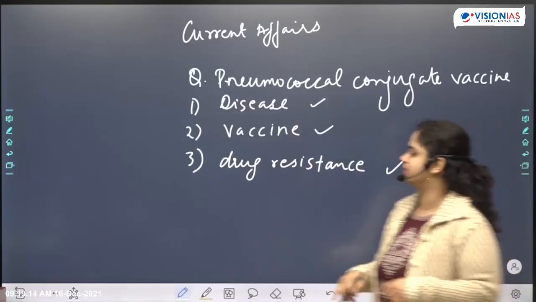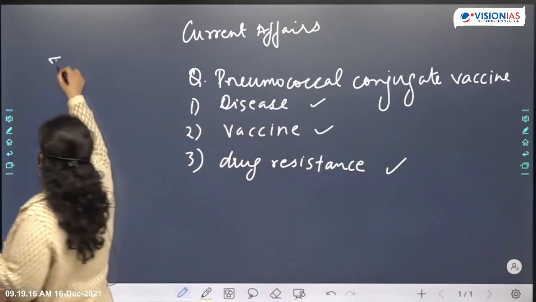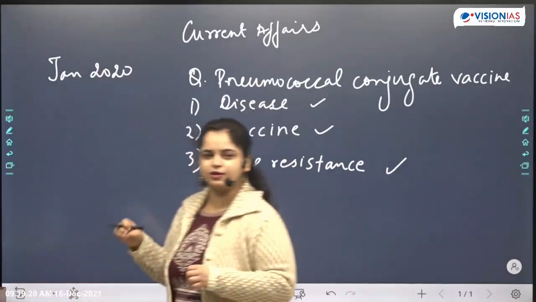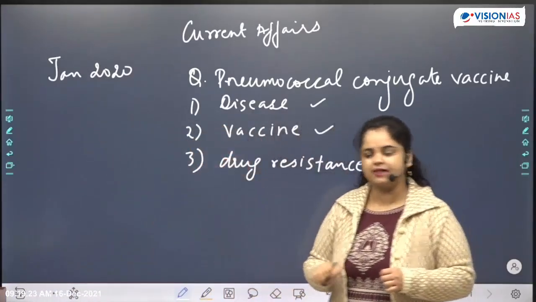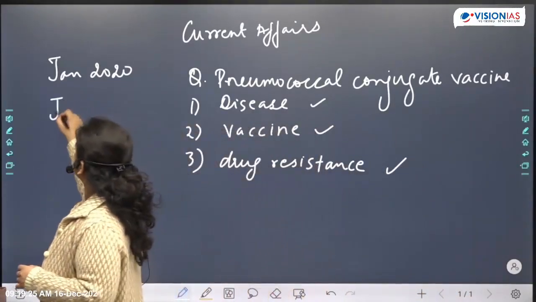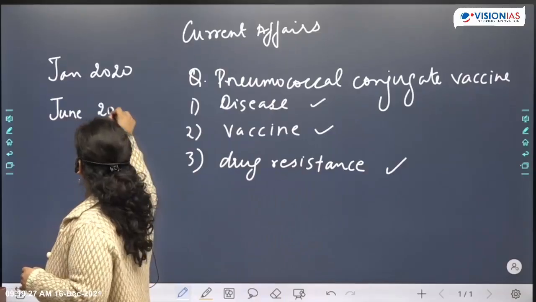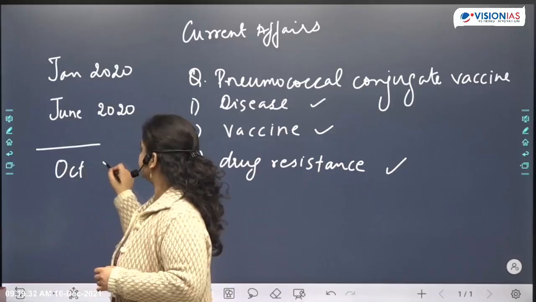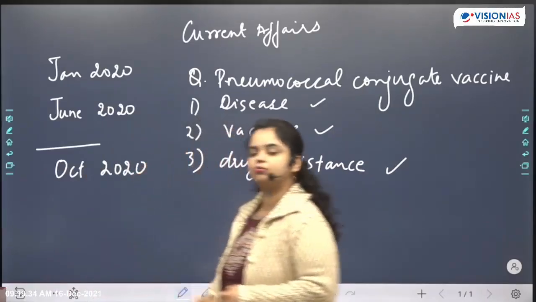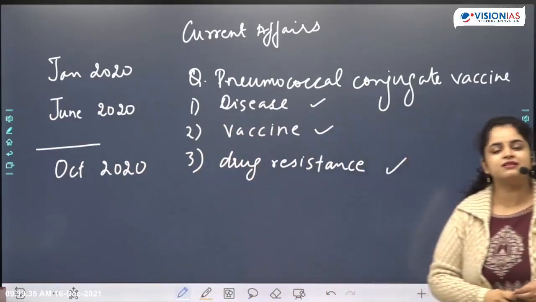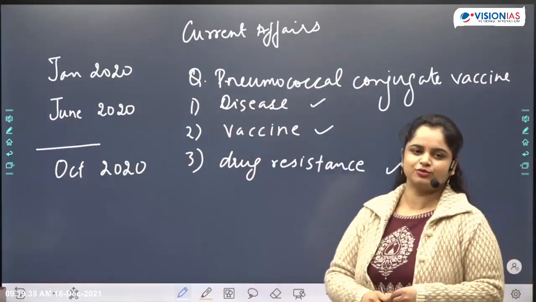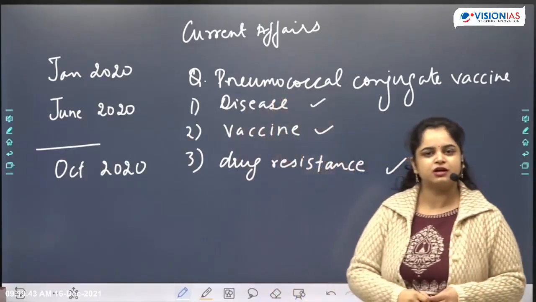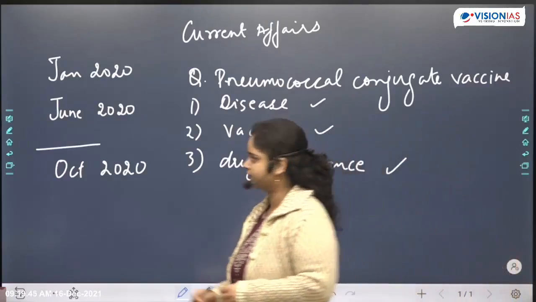I'll tell you the timeline of this vaccine. In January 2020, WHO gave the approval for this vaccine. Then in June 2020, this vaccine was rolled out. And the prelims exam that year was conducted in October 2020. So if somebody is going through the current affairs diligently, all the factual information about this vaccine you will get from there.